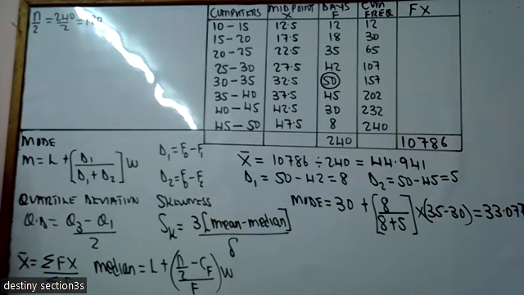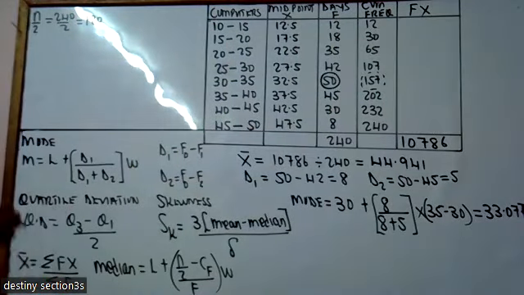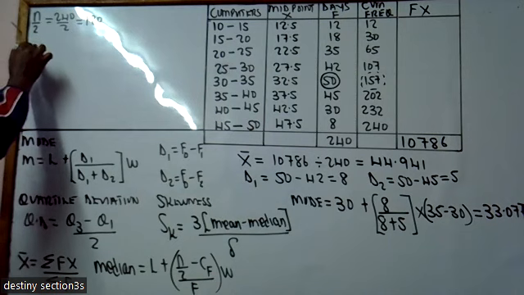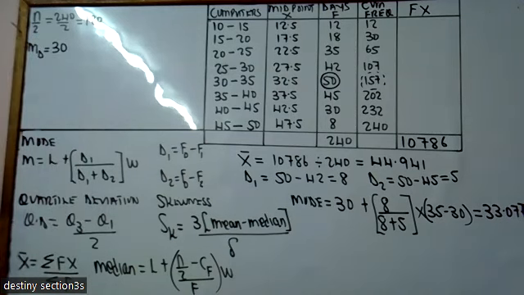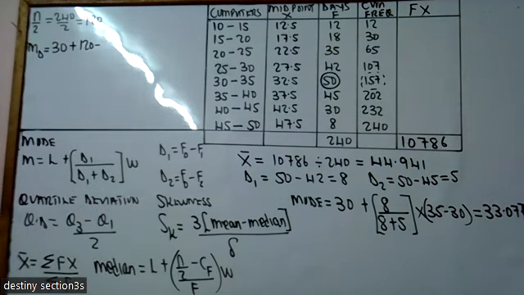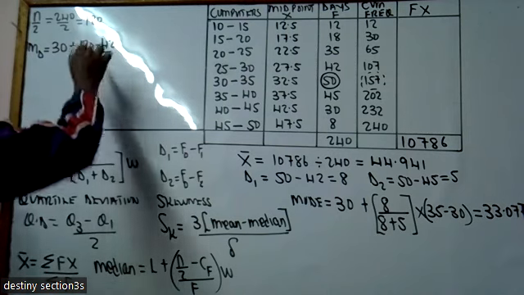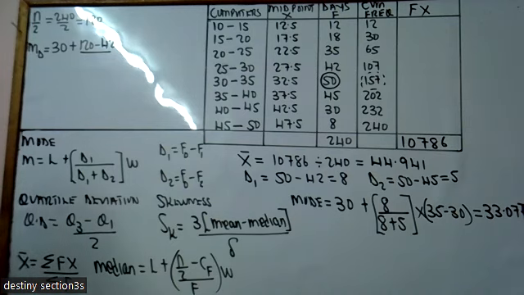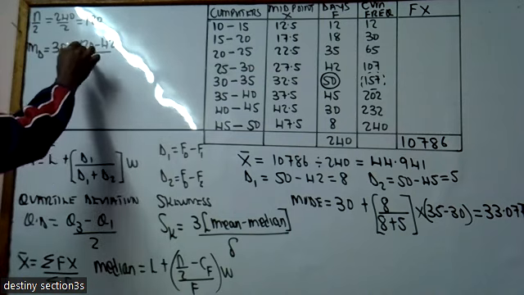So now, that 120 is in this class again here. So if it is there, the median will be the lower class, which is 30, plus N out of 2, which is 120, minus the frequency above, that is 42. You divide by the frequency of that class, which is 50.